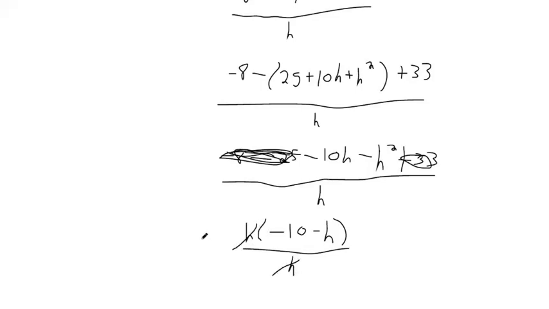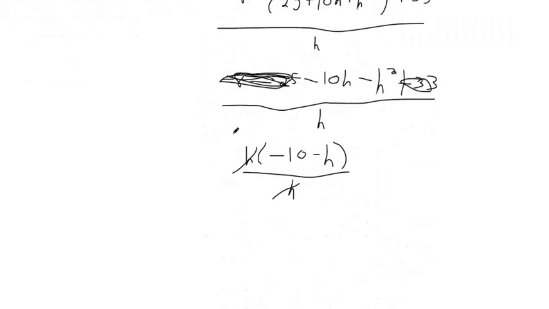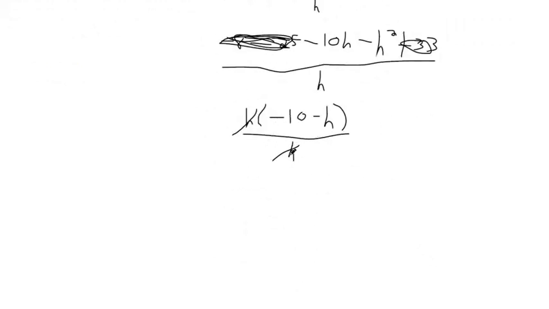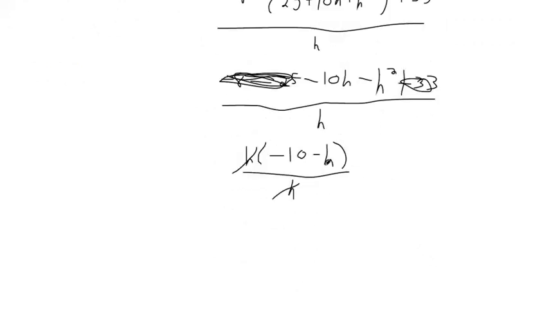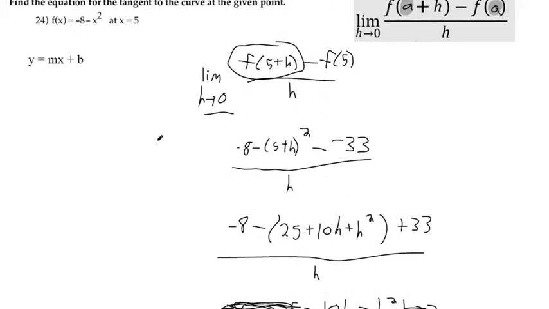My finger's killing me, but look, it's the limit as h approaches 0, right? Now we don't have a divide by 0 problem. You can just plug in 0 for h. So we get negative 10. That's the slope, okay? We now know what the slope is.